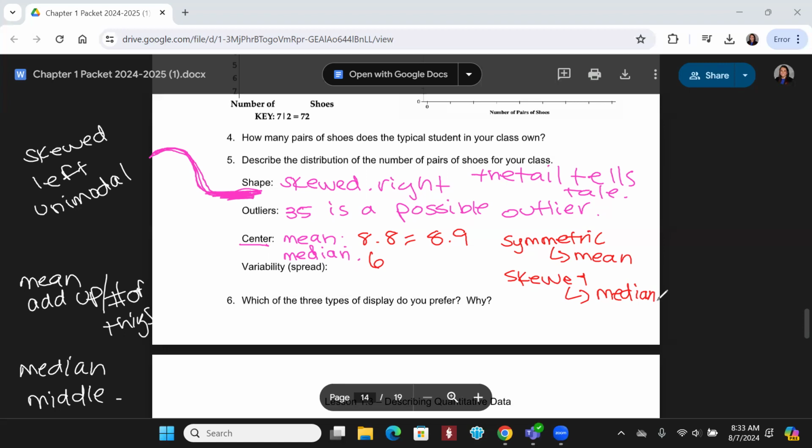Good? Okay. All right. Variability. So we're talking about spread. So what is our range? How do we find range? Did we have a 0? 1 to 35. Okay, so our range, we're going to find it by taking 35 minus 1. So our range is 34, right?